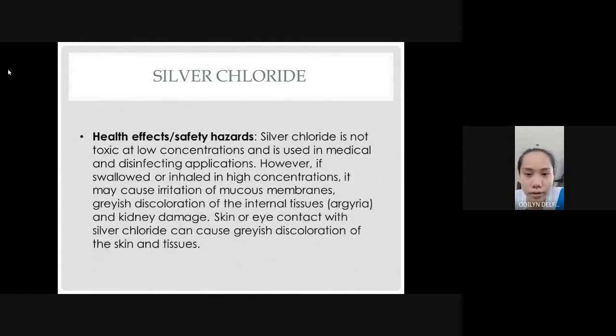So, health effects and safety hazards. Silver chloride is not toxic at low concentrations and is used in medical and disinfecting applications. However, if swallowed or inhaled in high concentrations, it may cause irritation of mucous membranes, serious dislocation of internal tissues or argyria, and kidney damage. Skin or eye contact with silver chloride can cause grayish discoloration of skin and tissue.